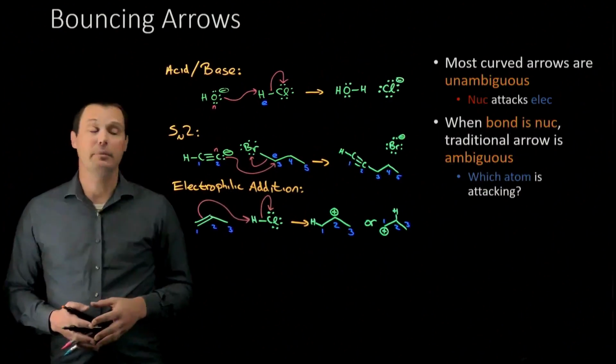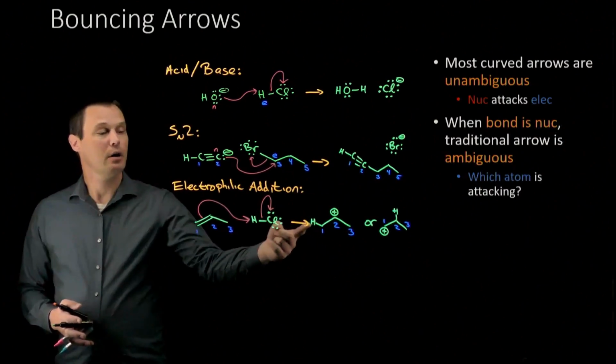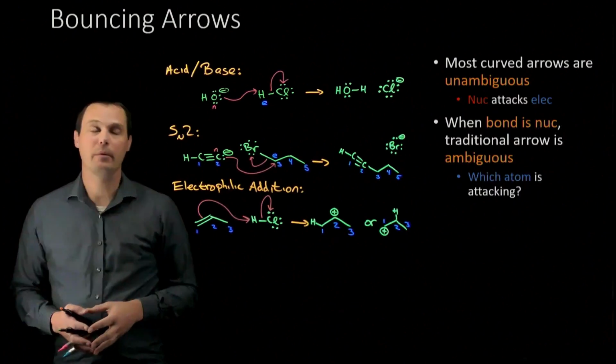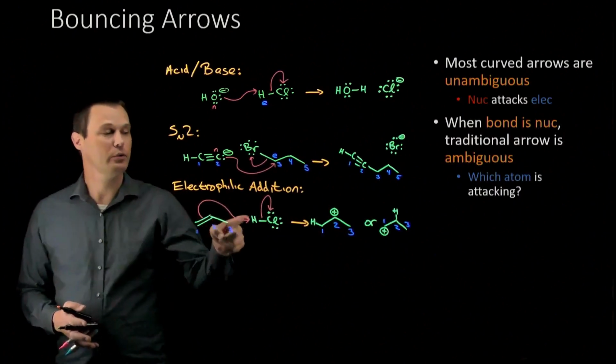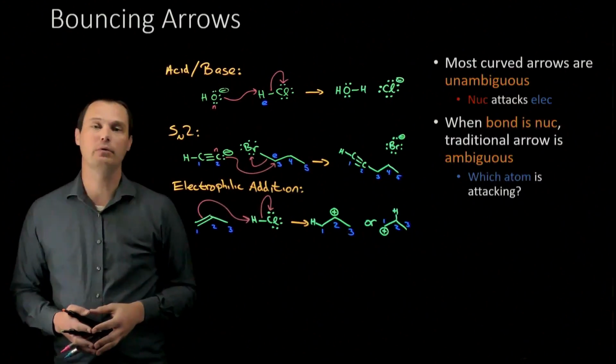This arrow is ambiguous. We could form one of two possible products, either where carbon 1 was the nucleophile to form the bond with the hydrogen, or where carbon 2 was the nucleophile to form the bond with hydrogen. This arrow doesn't tell us which of these products is the one that will form.